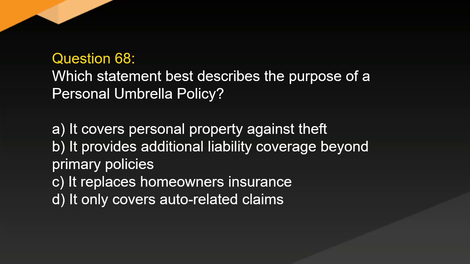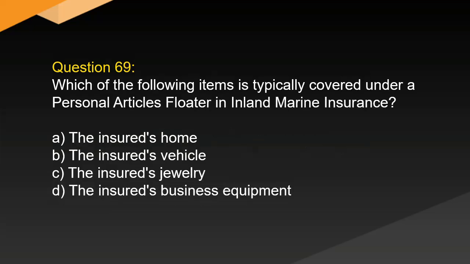Question 68. Which statement best describes the purpose of a personal umbrella policy? A. It covers personal property against theft. B. It provides additional liability coverage beyond primary policies. C. It replaces homeowners insurance. D. It only covers auto-related claims.